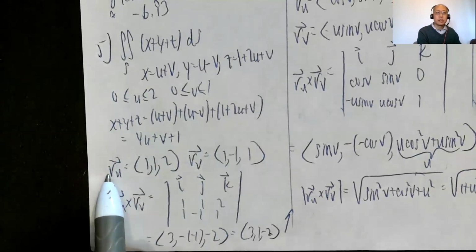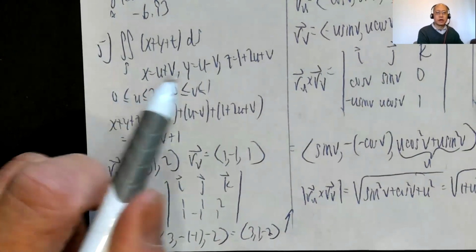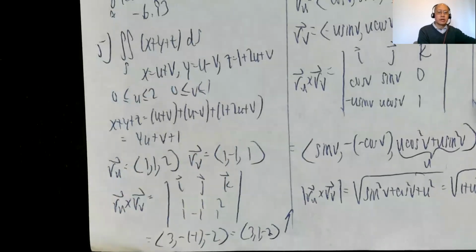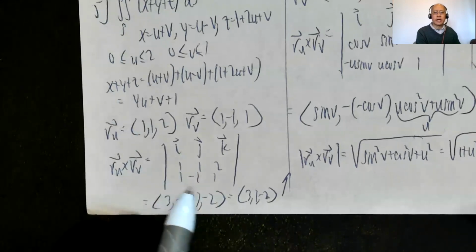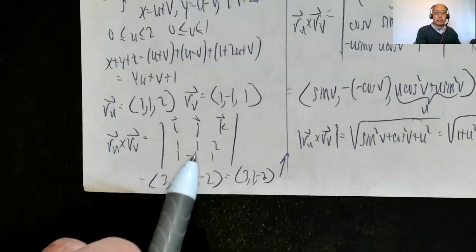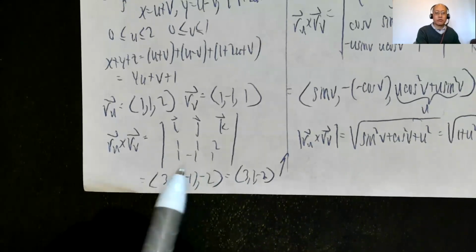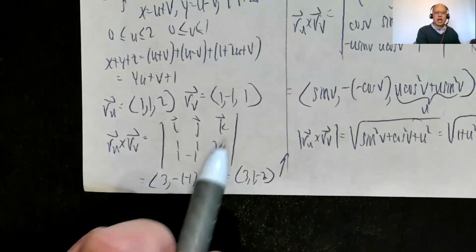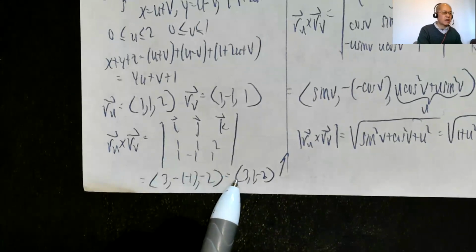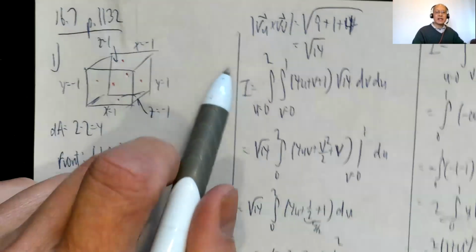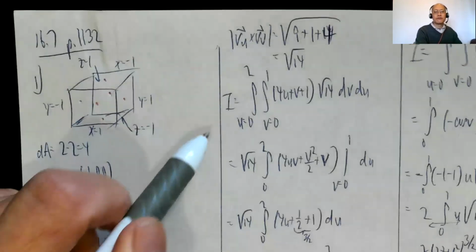Differentiate with respect to u. That's easy: 1, 1, 2. Differentiate with respect to v: 1, negative 1, 1. And then I need the cross product, r_u cross r_v: i, j, k, 1, 1, 2, 1, negative 1, 1. The i component is 1 minus negative 2, which is 3. The j component is the opposite of 1 minus 2, negative of negative 1. And the k component is negative 1 minus 1 or negative 2. So this is the vector 3, 1, negative 2, whose magnitude is the square root of 3 squared plus 1 squared plus 2 squared, radical 14.